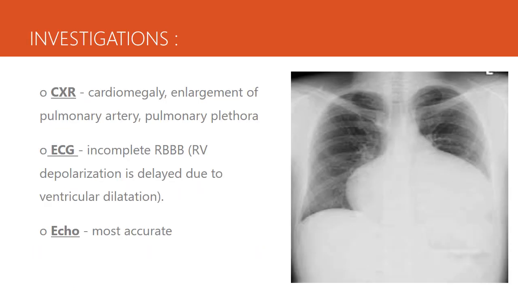The chest X-ray may reveal cardiomegaly, enlargement of the pulmonary artery, and pulmonary plethora. When there is a left to right shunt, there is an increase in the blood volume on the right side of the heart, and over time the increased blood flow can cause the right side to become enlarged, leading to cardiomegaly, and therefore there will be enlargement of the pulmonary artery due to increased blood flow. However, these chest X-ray findings are not definitive, and other tools should also be used, such as ECG and echocardiography. The ECG shows incomplete right bundle branch block, and echo is the most accurate test.